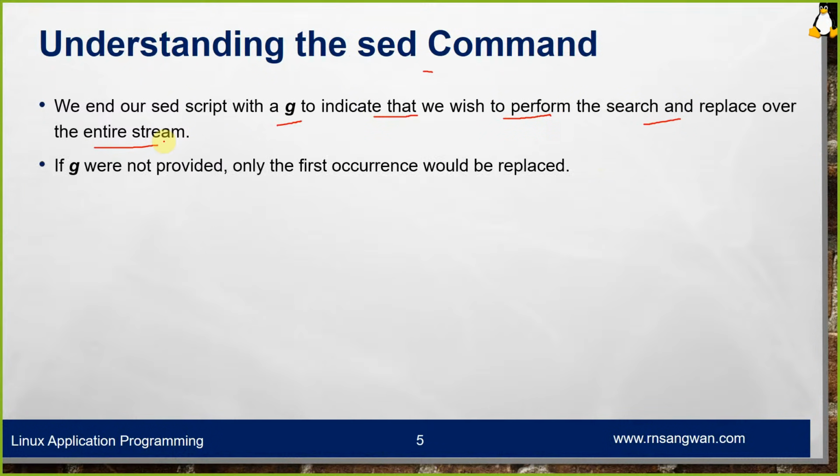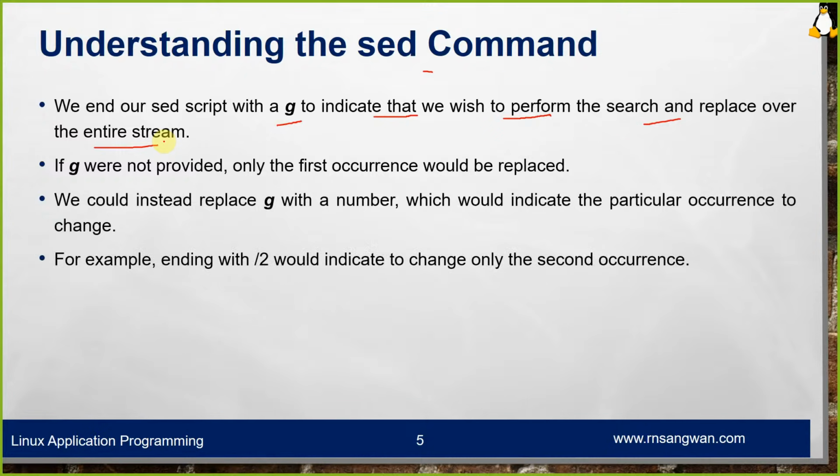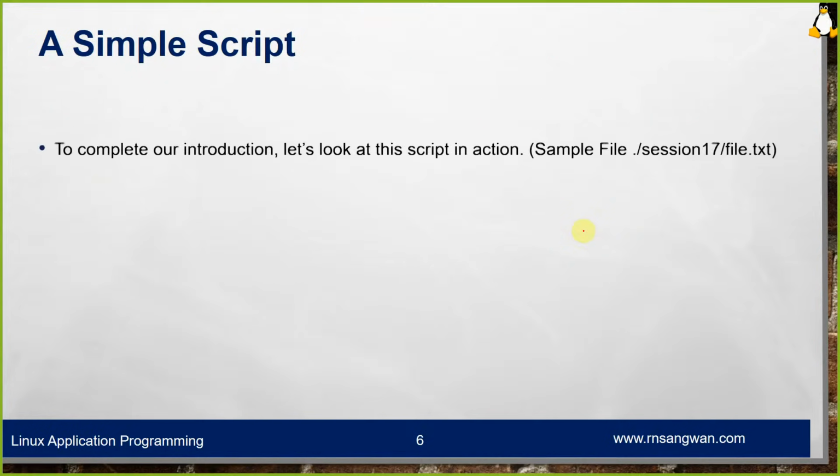If the g character were not provided, only the first occurrence would be replaced. We could instead replace g with a number which could indicate the particular occurrence to change, like the third occurrence, second occurrence, fifth occurrence, or whatever. For example, you could have provided /2 to indicate that you want to change only the second occurrence of the matching string. This is a simple script.